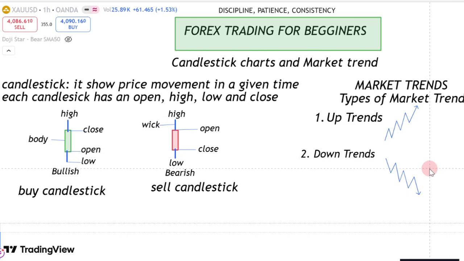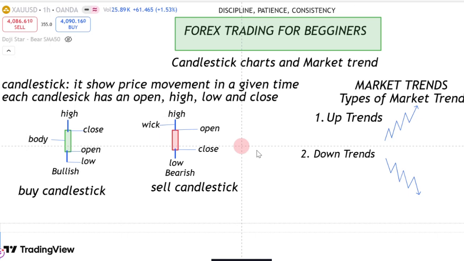You sell here, you don't buy. If you buy, you lose your money. You sell, please. When you see the market is in downtrend, you sell, you don't buy. And when you see the market in uptrend, you buy, you don't sell. Please take note. And let's move to the next one.